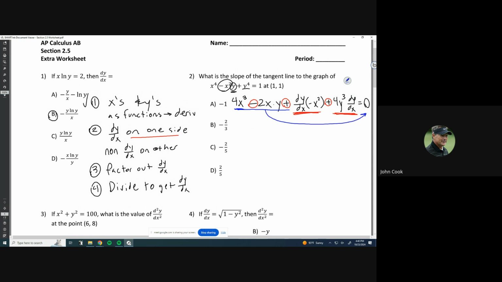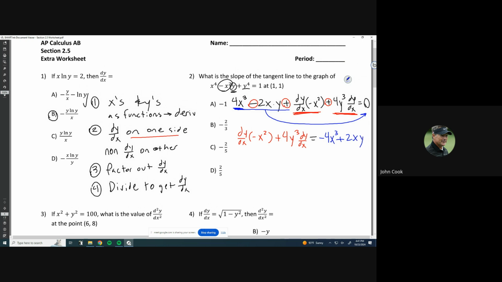So on one side, I keep all the dy dx stuff. I've got dy dx times negative x squared plus 4y to the 3rd dy dx. That's all normal, standard. And then on the other side of the equal sign, I'm going to move the other stuff. I've got a positive 4x to the 3rd, so if I move it to the other side, it becomes a negative 4x to the 3rd. If I've got a negative 2xy, if I move it to the other side, it becomes a positive 2xy.